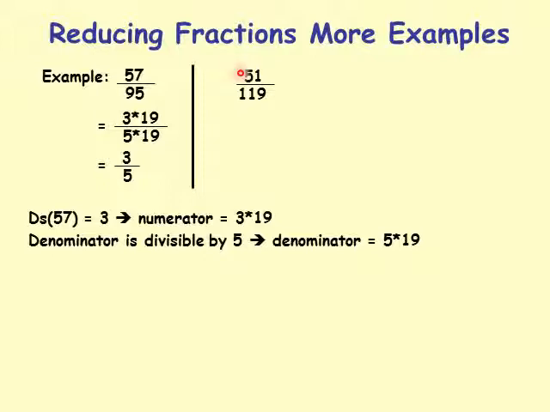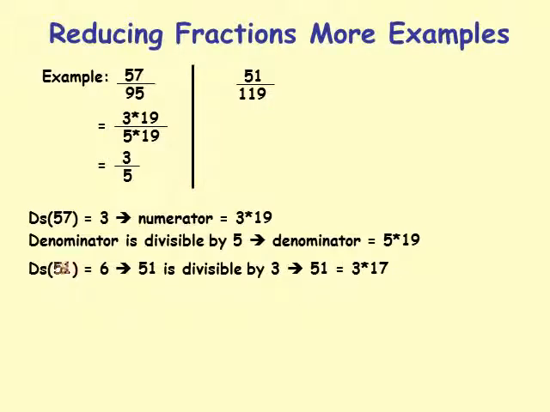The next example is 51 divided by 119. Let's see how we proceed. Digit sum of 51, the numerator, is 6, and that means 51 is divisible by 3. After I know 3 is a factor, I can figure out the other factor, and so 51 is 3 times 17. To be able to cross out either one of the factors, the two factors in the numerator are 3 and 17, I have to see if 3 is a factor of 119 or 17 is a factor of 119. And if neither is, then I can't cross out. That must be the reduced form.